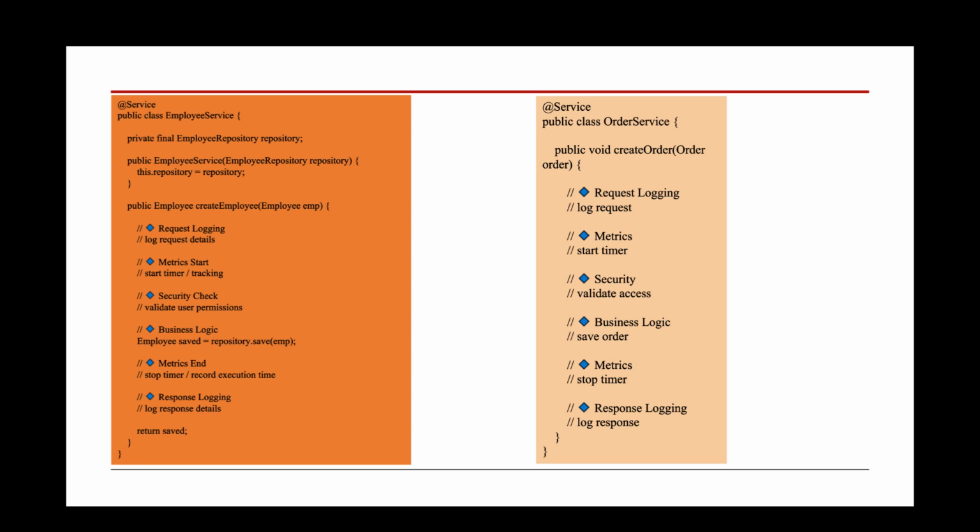This is exactly the problem AOP was designed to solve. With AOP, you define these common concerns once, in one place. And they apply automatically, consistently, across every method that needs them. No repetition. No missed methods. No inconsistency. That is the core value of aspect-oriented programming.